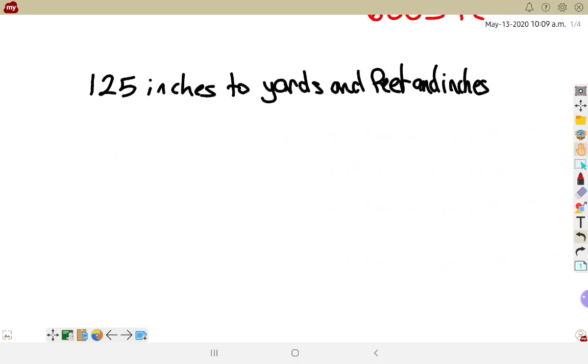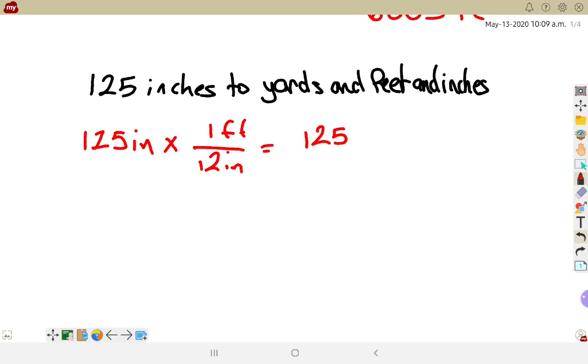So let's change something like 125 inches into yards and feet and inches. There are 2 different ways you could do this. I would just start off by saying, well, I've got 125 inches. I'm going to change that into feet. I know 1 foot has 12 inches. And so my inches cancel, and I get 125 over 12 feet.